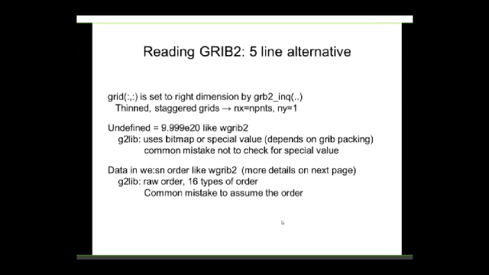Okay, undefineds are 9.99E20. This is different from G2lib, which uses either a bitmap or a special value. It's a common mistake for codes not to check for special values, because special values are used for complex packing, and most codes were written for JPEG, which uses bitmap. So when you make the packing, you have to choose the special value when you are making the grib2 file. What that special value depends on is what's in the grib file.